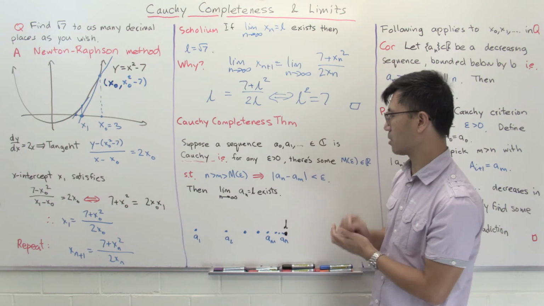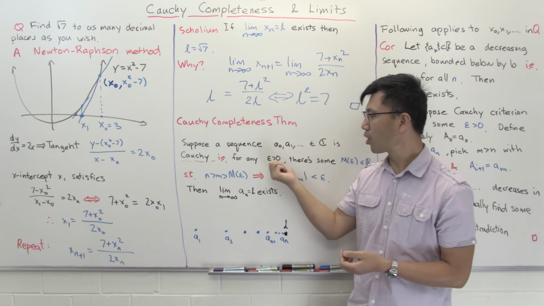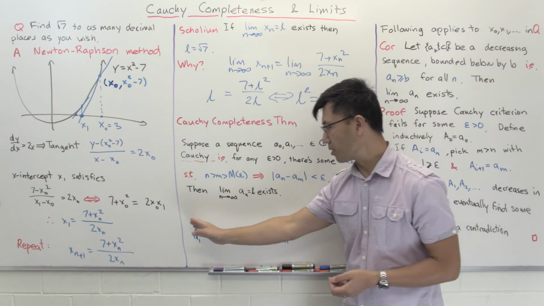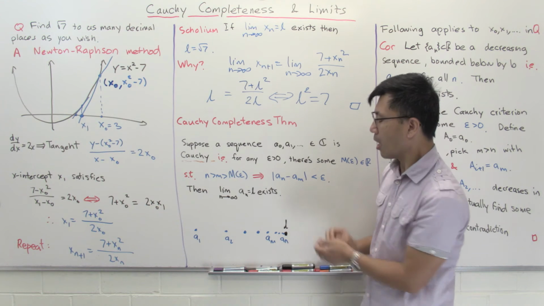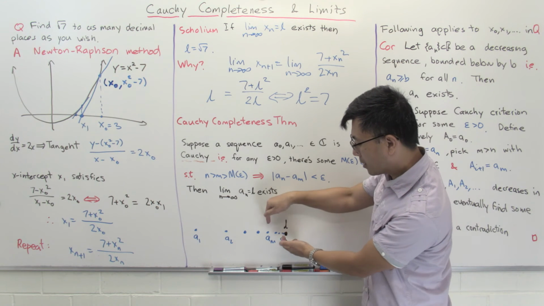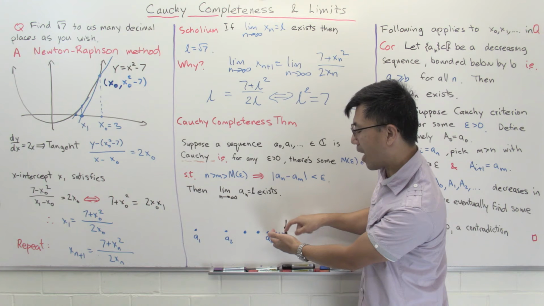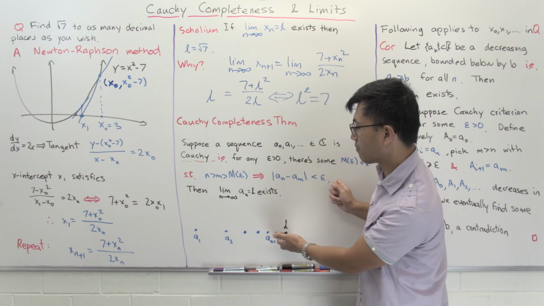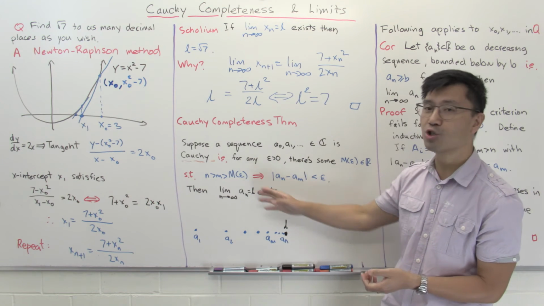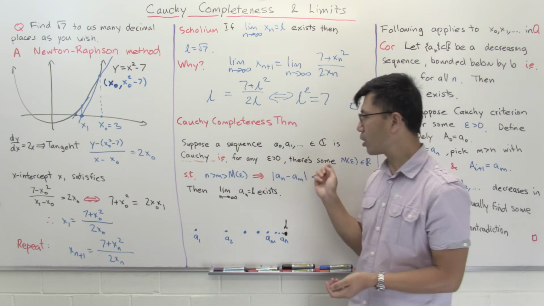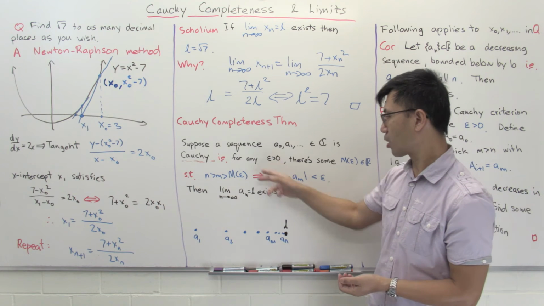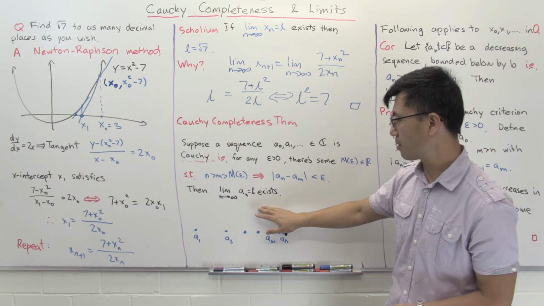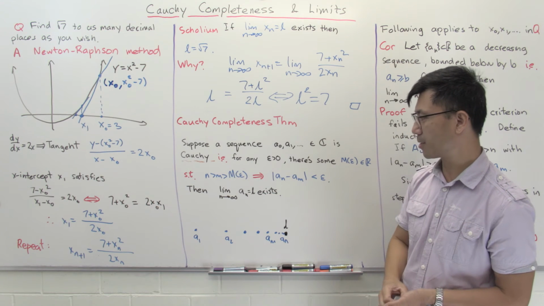Suppose that for any level of closeness epsilon that you like, there is a wait time m of epsilon such that after that time, if you take any two elements of the sequence after that time, the distance between them is less than that level of closeness epsilon. Suppose that happens. That's called the Cauchy criterion for epsilon, and the Cauchy criterion in general. If that happens, then this limit exists. So it's an existence result about limits.